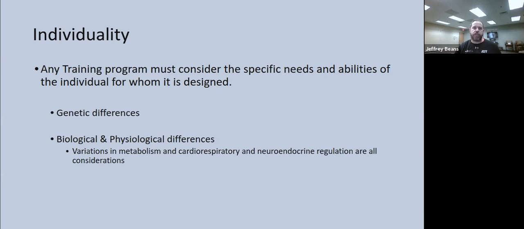into consideration one's ability. What if someone is wheelchair bound or uses a walker or has loss of sensation in their feet because of diabetes? All of these things need to be considered when we consider individuality.